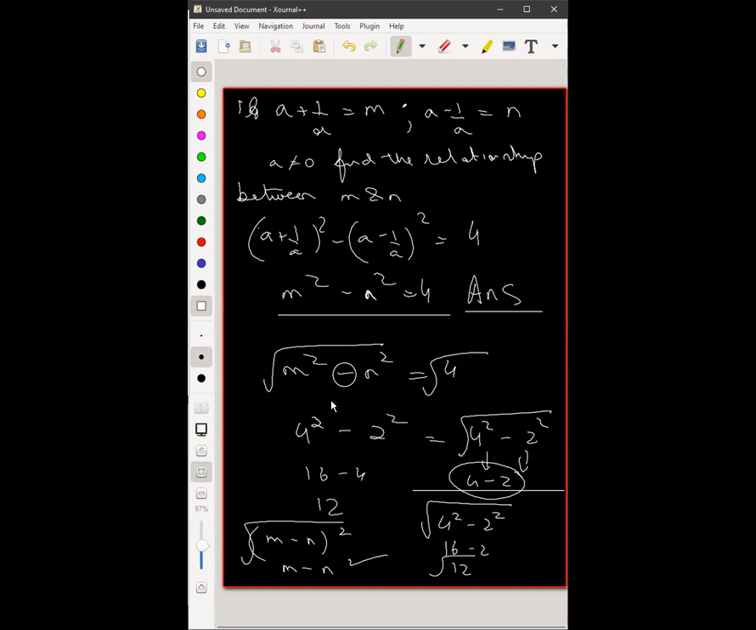It's only with multiplication. Remember, we had this formula: root of ab is equal to root a into root b. Only then we can do this. We cannot do it with plus and minus. So even if I do a square root on both sides, ultimately I'm going to get the square root of m squared minus n squared itself.